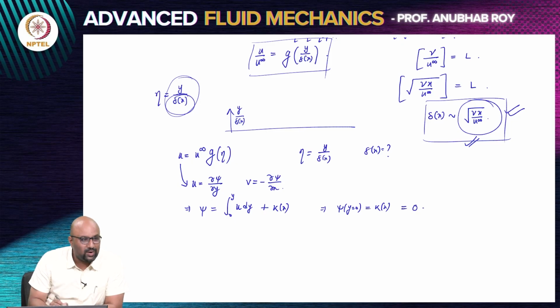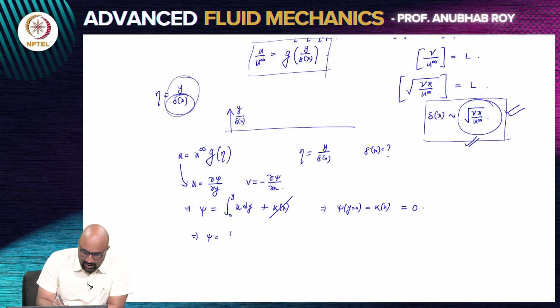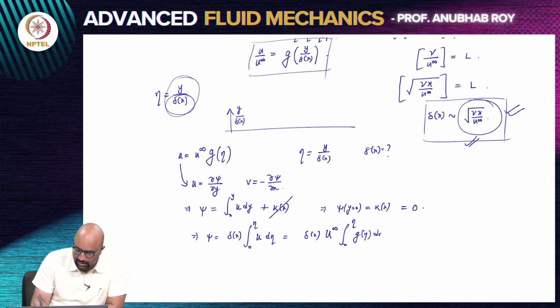So, that is the reason why that k of x is not there. The surface is also a streamline. So, it is a surface of constant stream function. So, psi is equal to integral 0 to y of u dy, and I am going to now substitute. Instead of y, I can write this now as delta of x integral 0 to eta of u d eta, and then if I substitute for u, I will have u infinity integral 0 to eta of g of eta d eta.